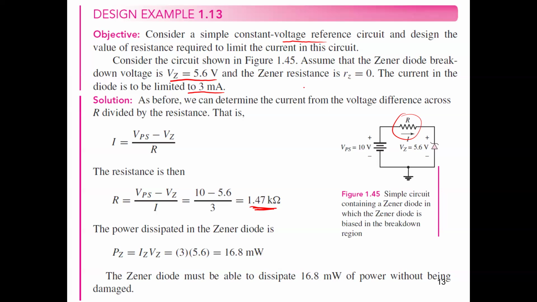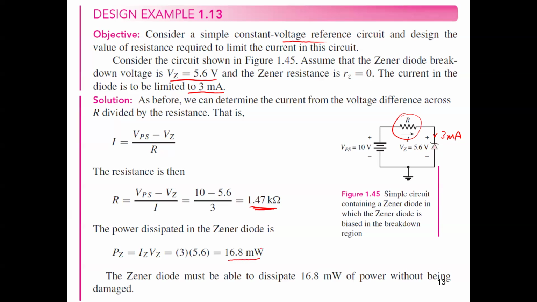Also, it's required here, guys, to know the dissipated power on this diode. How much power loss we have on this diode. This is very important also. Since we have 3 milliampere current flowing here, and the volt across the diode is 5.6, the power loss across the Zener diode is going to be I times V. So 3 milliampere times 5.6 volt, which is 16.8 milliwatt.